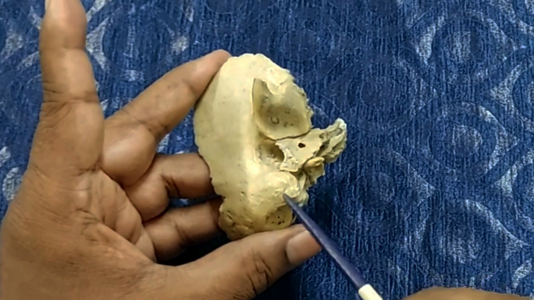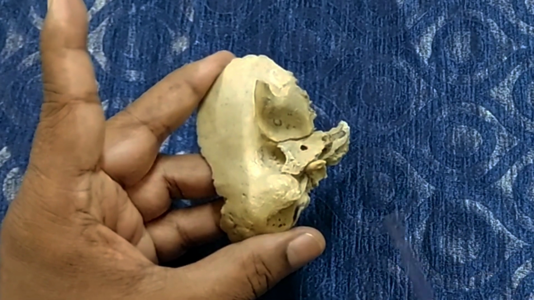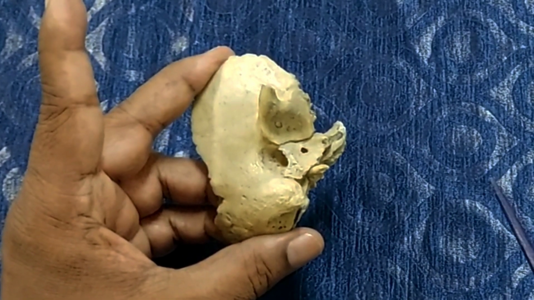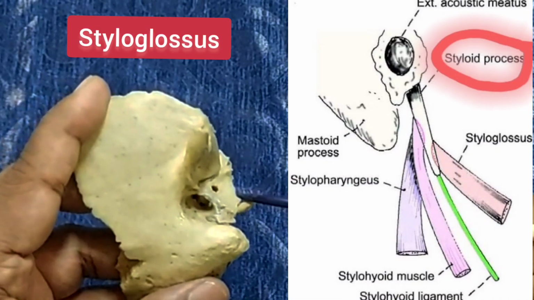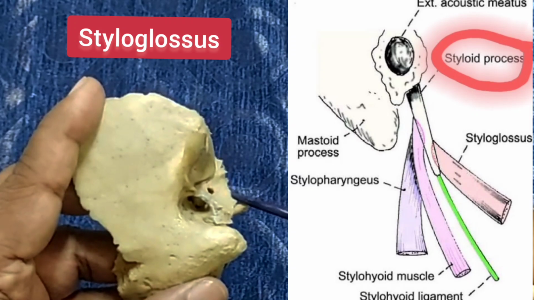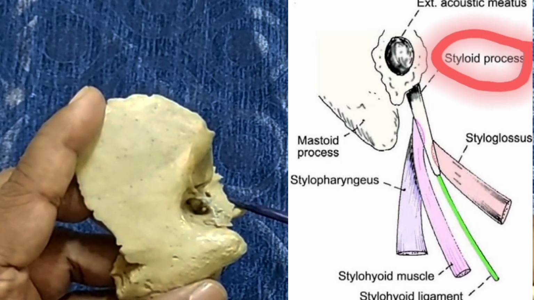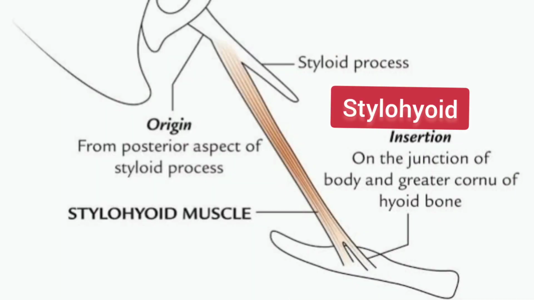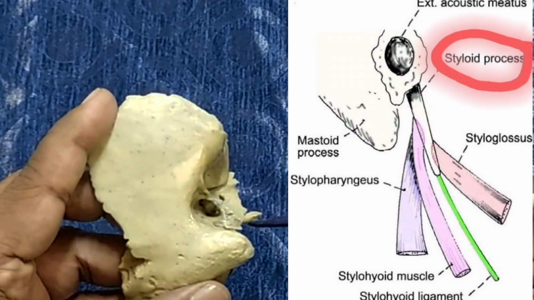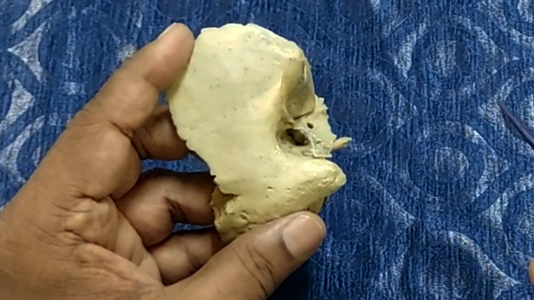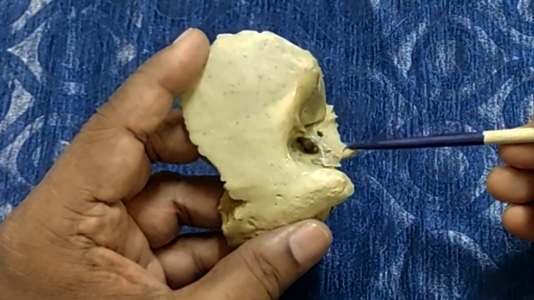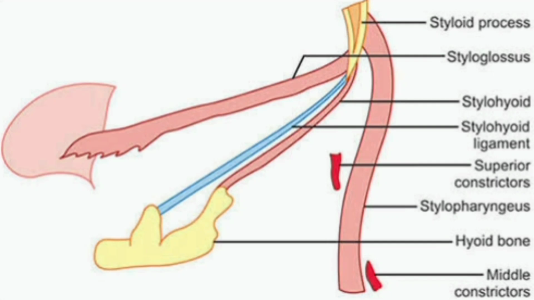Then what are the muscles and ligaments attached to the styloid process? There are three muscles attached to the styloid process: the styloglossus muscle from the anterior surface, the stylohyoid muscle from the posterior surface, and the stylopharyngeus muscle from the medial surface. And all these three muscles are supplied by different nerves: styloglossus by the hypoglossal nerve, stylohyoid by the facial nerve, and stylopharyngeus by the glossopharyngeal nerve.